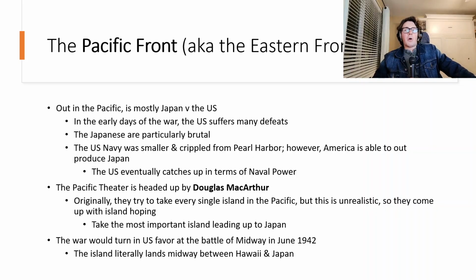Dwight D. Eisenhower's counterpart in the Pacific Theater is going to be a gentleman by the name of Douglas MacArthur. Originally, they're going to try and take every single island in the Pacific. However, they realize this is pretty unrealistic, so they come up with the idea of island hopping. They capture the most strategically important islands, trying to get closer and closer to Japan. The war would eventually turn in the U.S.'s favor with the Battle of Midway. Very fitting name because it's the turning point of the war. It's midway in the war, and quite literally, it is midway between Hawaii and Japan. So that's going to be June of 1942.